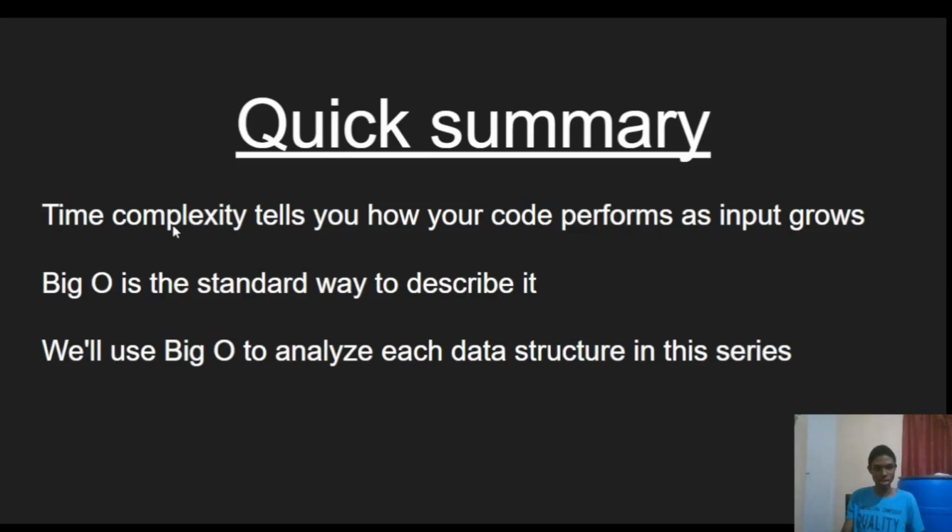Here's a quick summary, guys. Time complexity tells us how our code will perform as input grows, and big O notation is just the standard way to describe our time complexity and also our space complexity. Throughout the series, we'll be using big O notation to analyze each data structure.